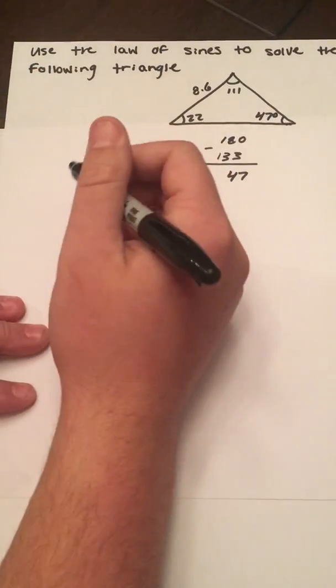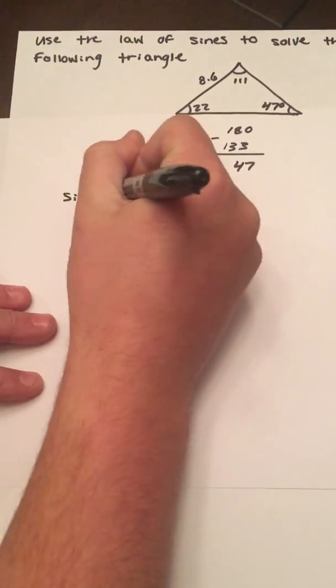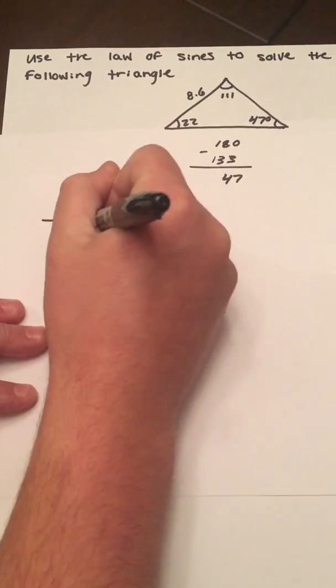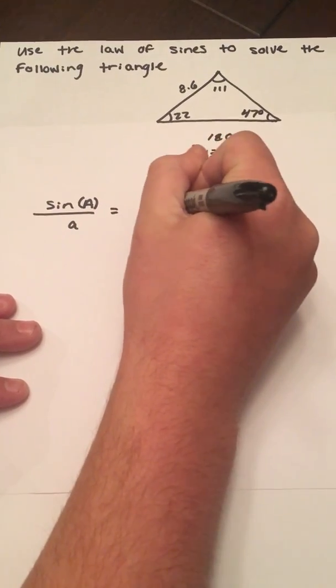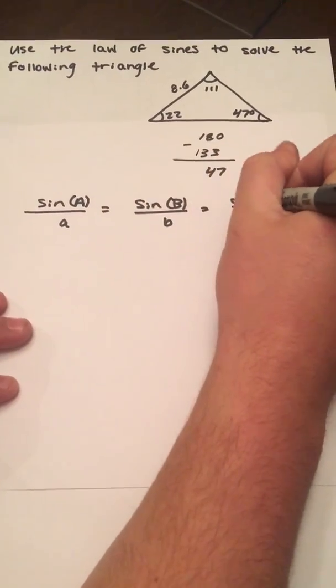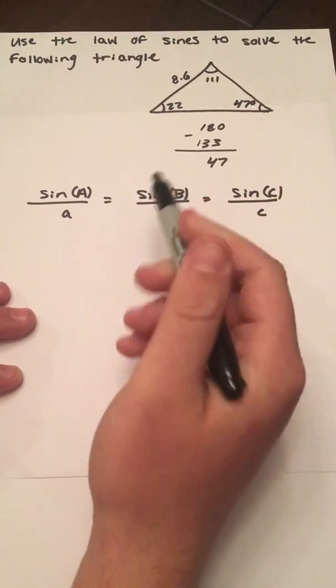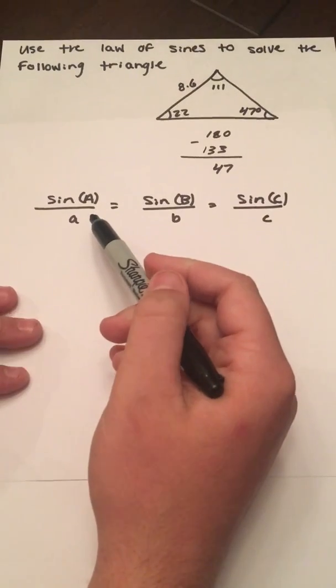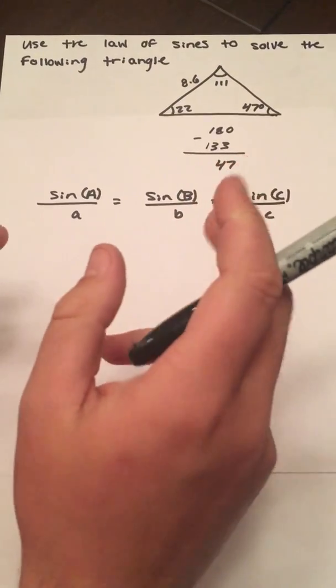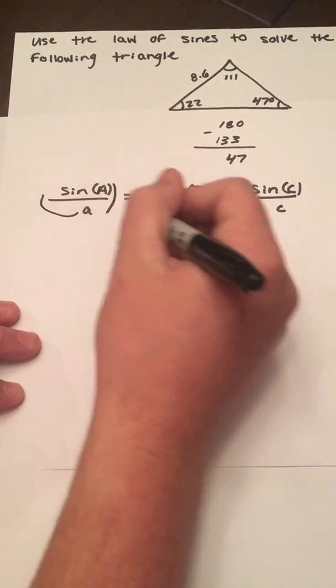Well, if you recall, the law of sines is the sine of big A over little a equals the sine of big B over little b equals the sine of big C over little c. And for this problem, we're going to manipulate this law and change it around just a little bit so that it makes life a little bit easier. All we're going to do is swap these two right here.